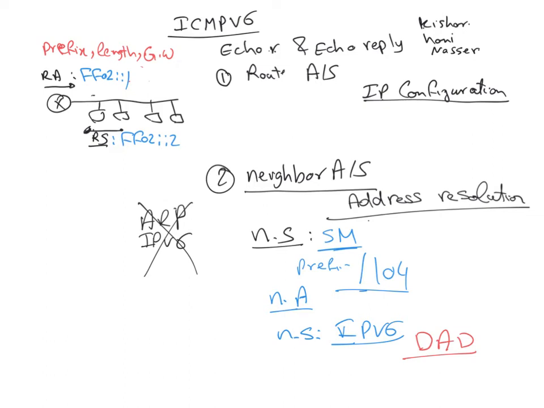Is that clear? So as you can see, ICMP version 6 is rather complicated. It's used for 3 different purposes. One for testing connectivity using echo reply and echo request, and another usage for IP address configuration using router advertisement and solicitation, and another usage for address resolution, which is using neighbor advertisement and solicitation. Okay? Any questions?